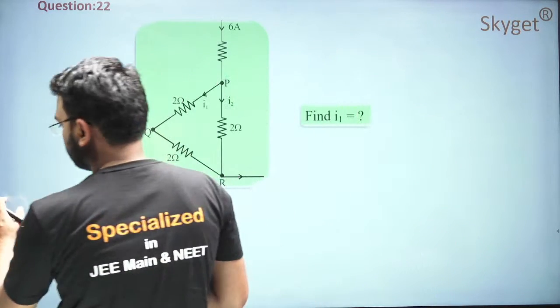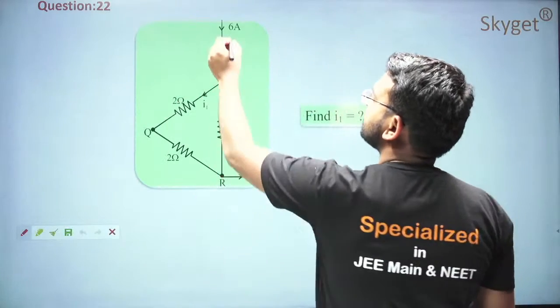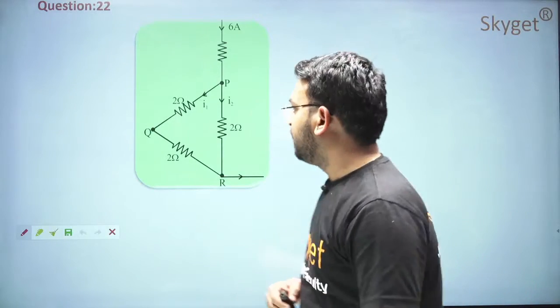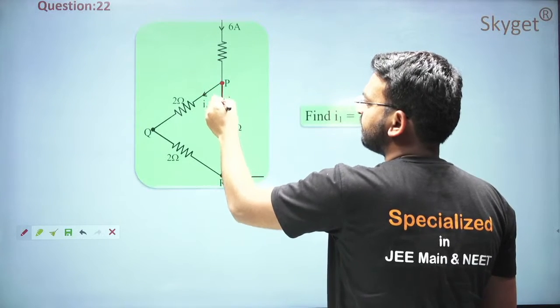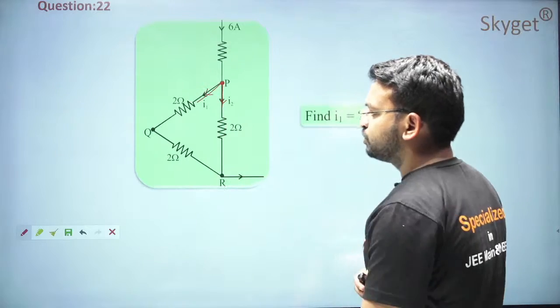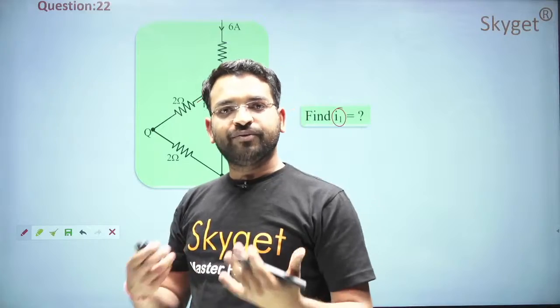Very good question. See how to solve this equation. In this question, they are saying that from this direction, somewhere here, a 6 ampere current is coming. This is the junction. We know that at the junction current will divide. So in this direction we have I2, and in this direction we have I1. They are asking us to find the value of I1.